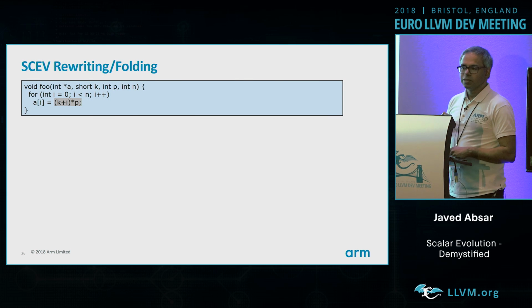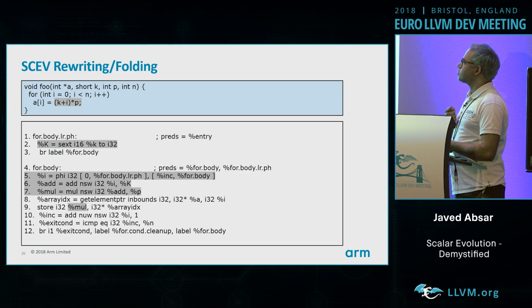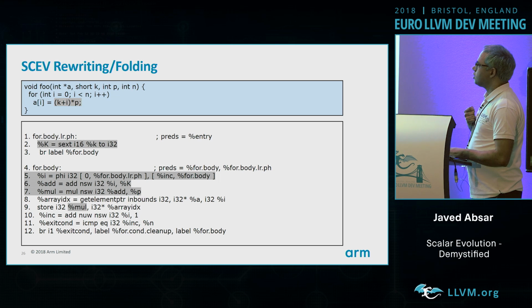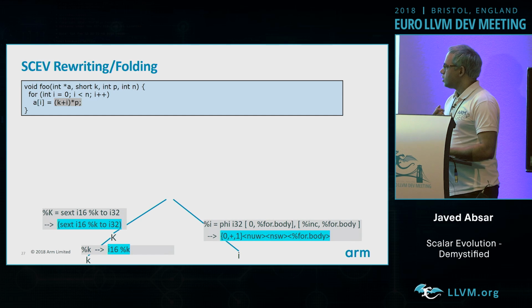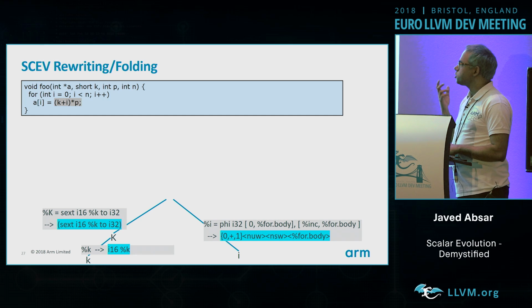So we go back to the example we're looking at, k plus I times p. We computed the SCEV for I. Now let's do it for the rest. So this is the LLVM IR. We see the I plus k. K was short, so it's got sign extended to 32-bit because it wants to do arithmetic on it. And then there's a multiply and stuff, okay? Let's see how LLVM SCEV just goes step by step and computes the SCEV expression for it.